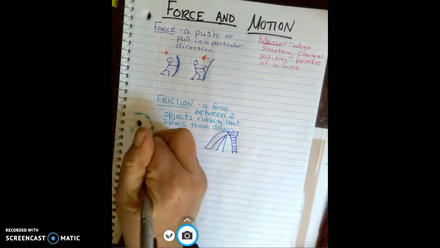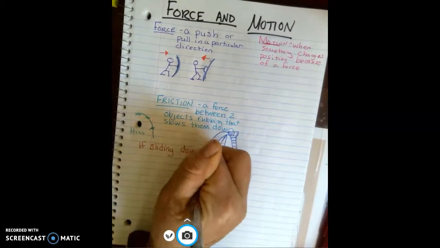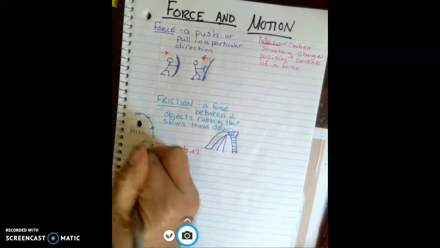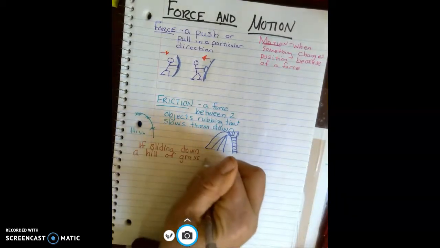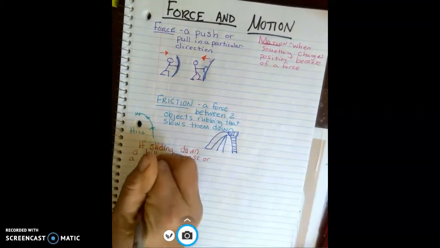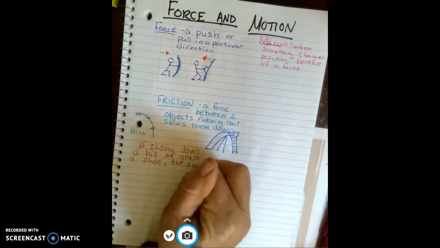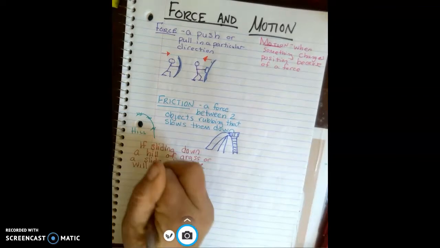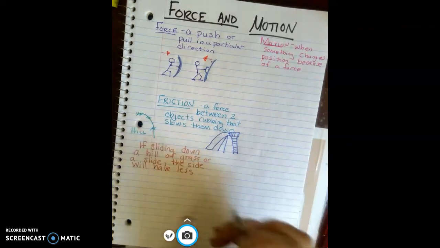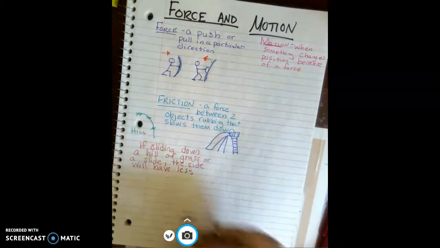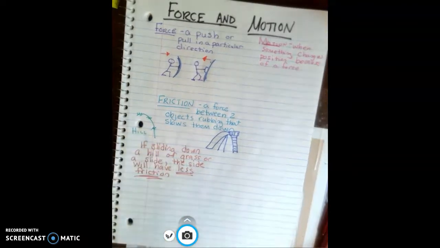Okay, so if I'm sliding down a hill of grass or slide at the playground, the slide will have less friction.